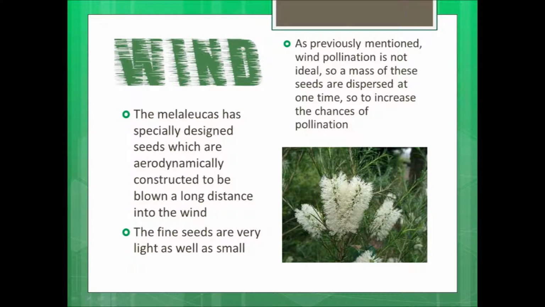Similar to wattles' pollination, the melaleucas have very small and light seeds, making them easily transportable through the wind. They are aerodynamically designed to travel far and are not necessarily produced in bulk.